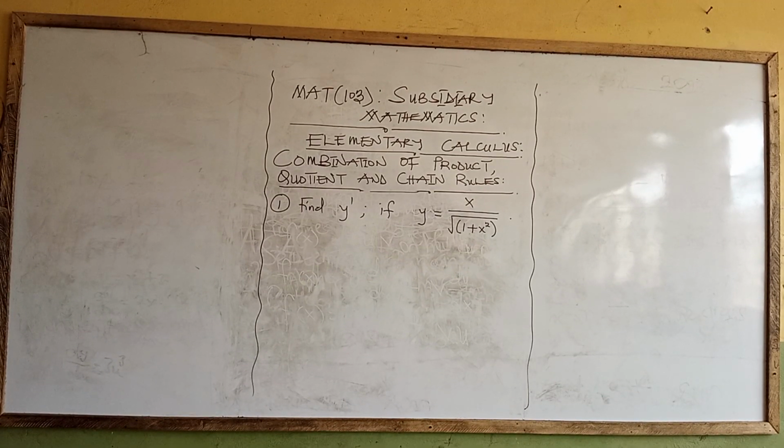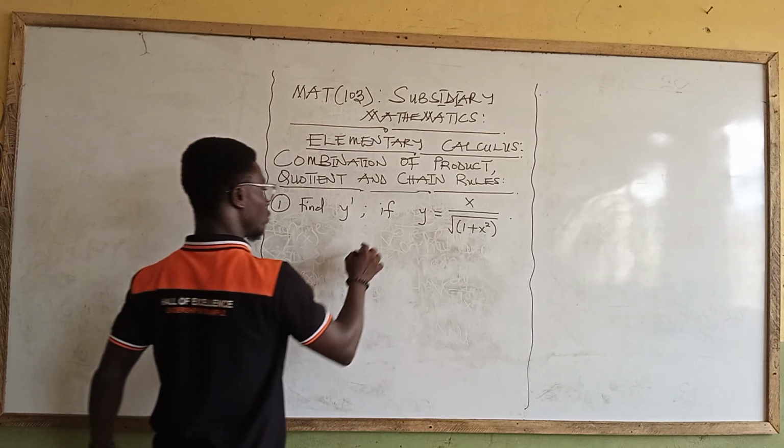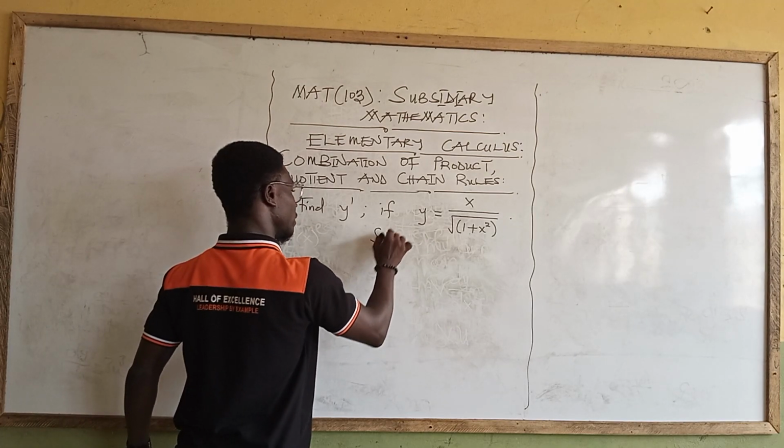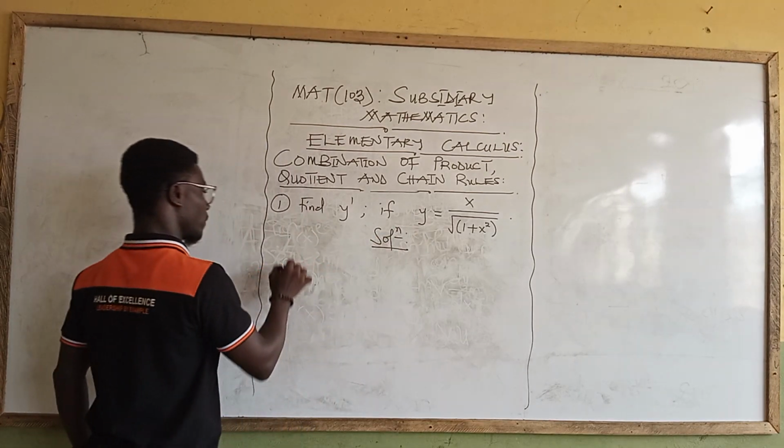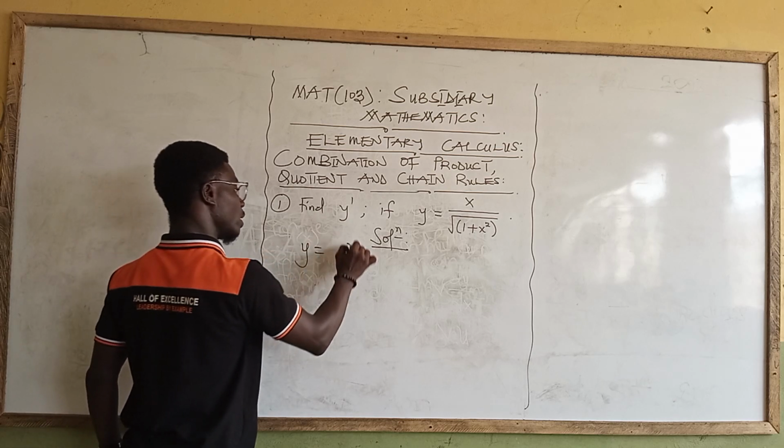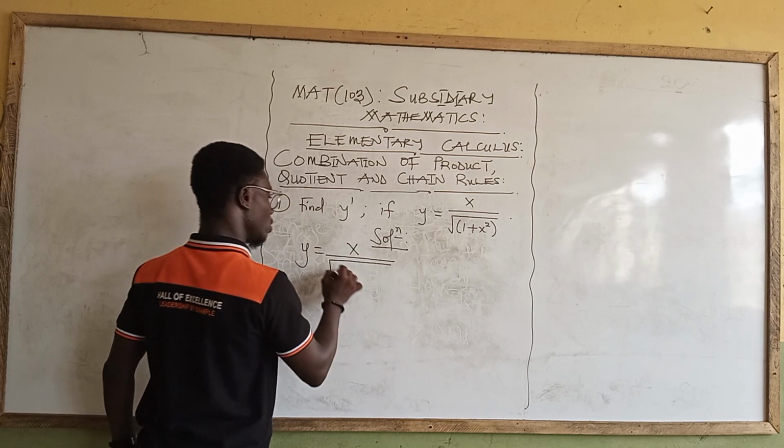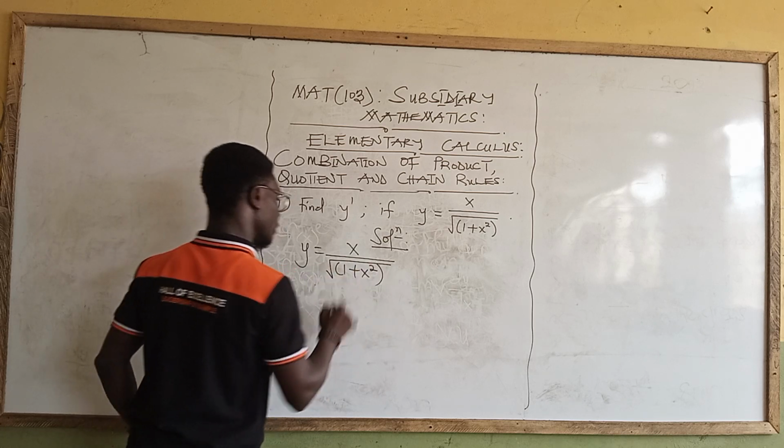Question one: find y prime if y is equal to x over the square root of 1 plus x squared. How can we find our y prime? So our solution: I have y equal to x over the square root of 1 plus x squared.